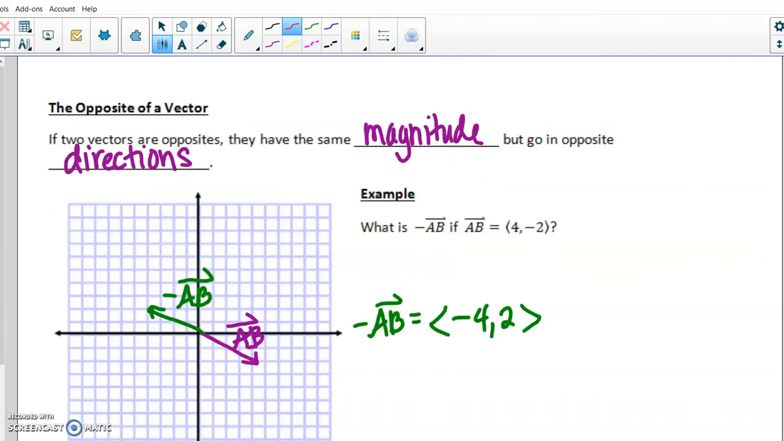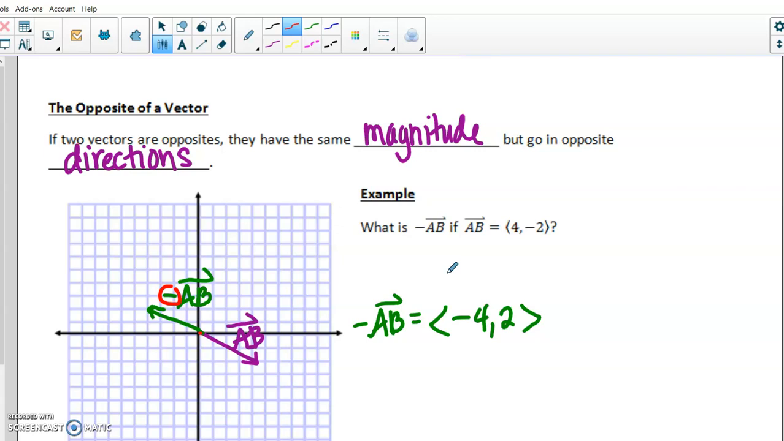Example 3, opposite vectors. These are when vectors have the same magnitude, but they go in opposite directions. So you can see this here. This purple one is going down. The green one is the same distance going in the opposite direction. So this is what we refer to as opposite vectors. We denote the word opposite with this minus sign, just like you see a lot when you're talking about the opposite of something, you put a negative in front of it.